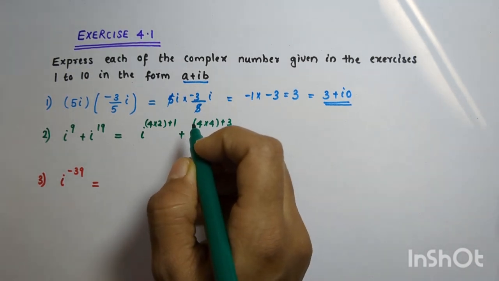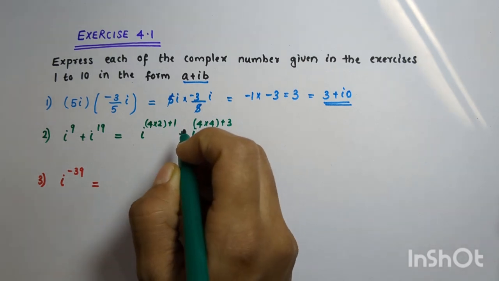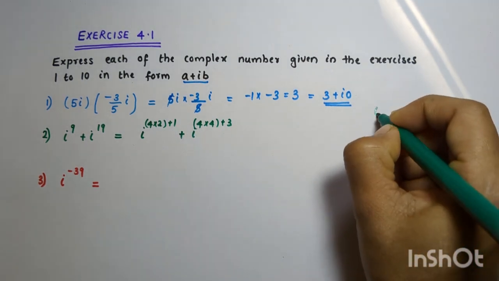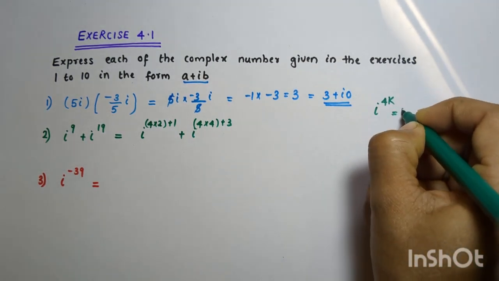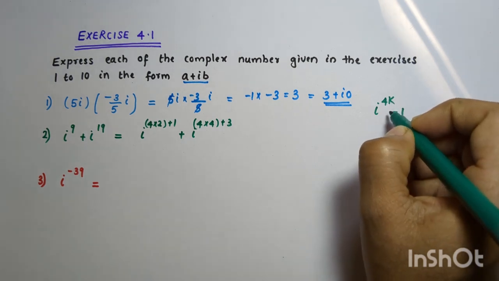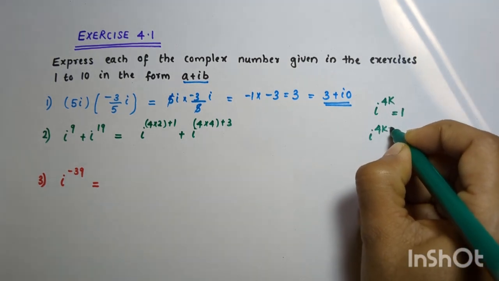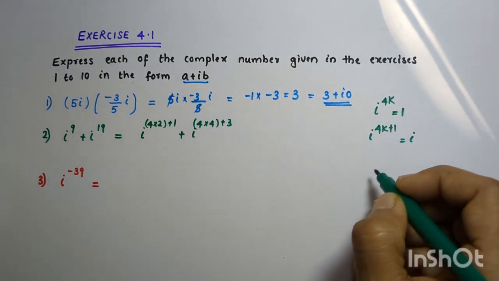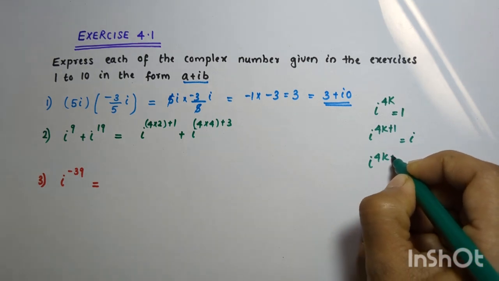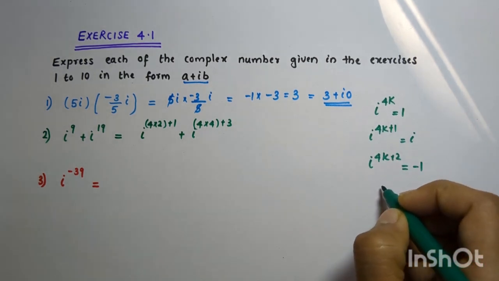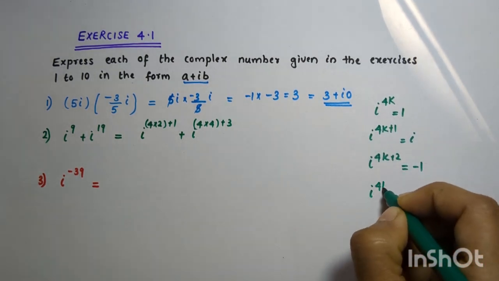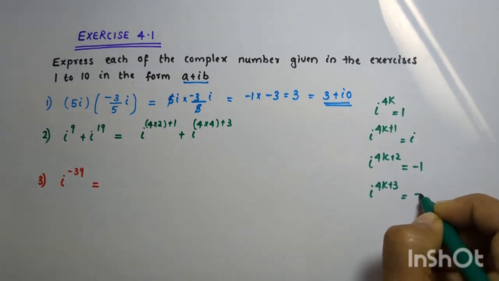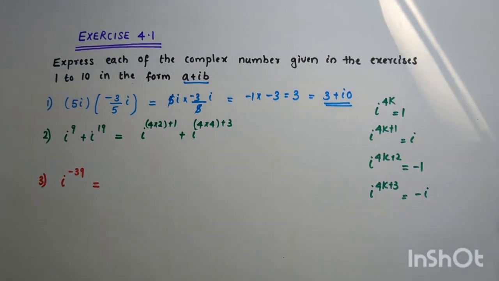Why am I writing like this? Because when we discussed the powers of i in our previous video, we said that i raised to 4k will be equal to 1, where k is an integer. i raised to 4k plus 1 will be equal to i. i raised to 4k plus 2 is equal to minus 1. Then i raised to 4k plus 3 will be equal to minus i.